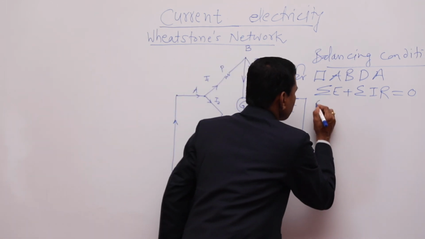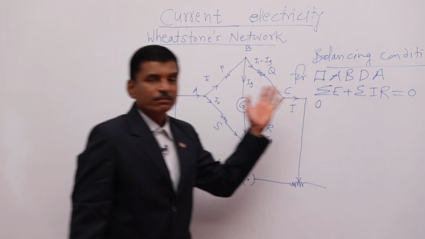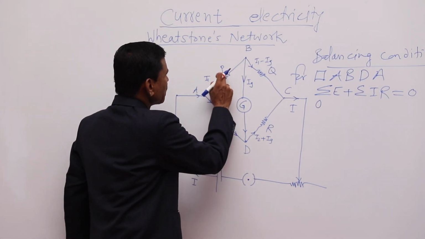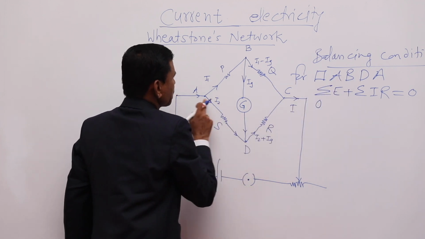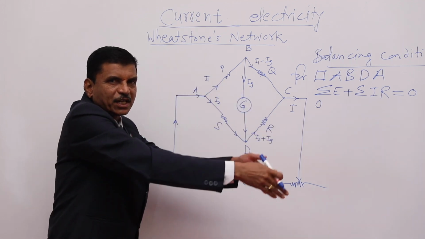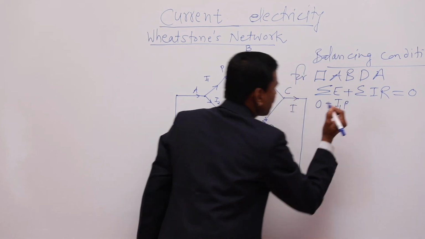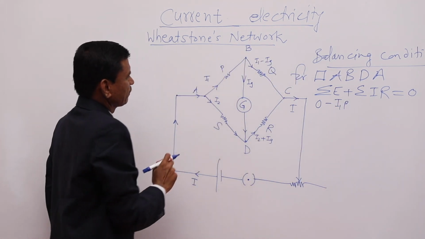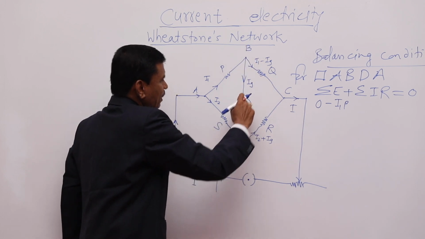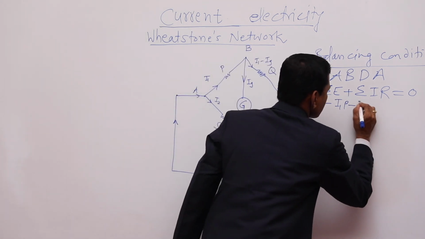So summation EMF will equal 0. Okay. Now for summation IR, as already explained, there are 3 PDs. First PD is I1P, but we are traveling from A to B. So we are traveling in the direction of current, and current always goes to lower potential. So I1P is taken as negative I1P. Then B to D, the potential difference is IgG. We are traveling from B to D in the direction of current. So again it is negative.